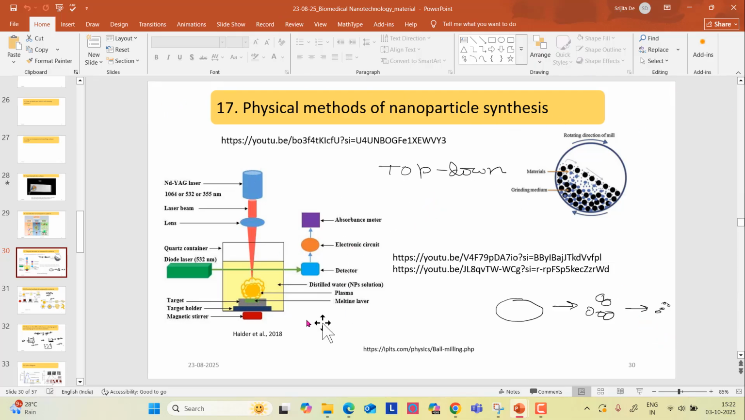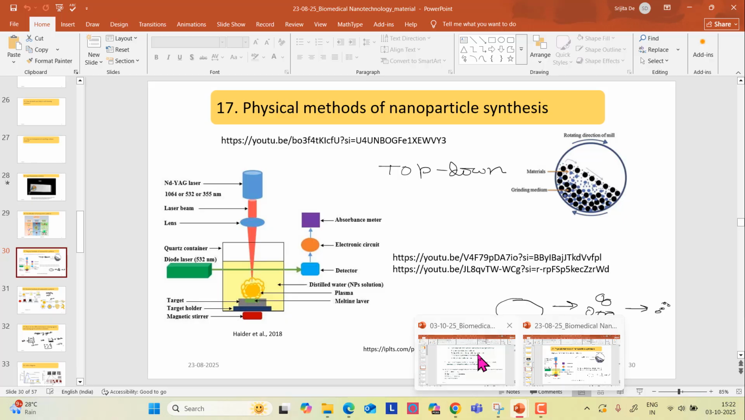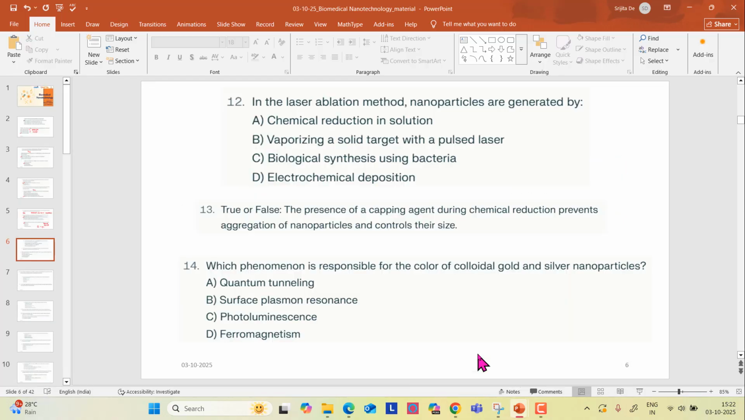So this is the laser ablation method, right? Under solution, a metal target is given, and this Nd:YAG laser is incident upon that specific target, and by vaporizing that target, it creates nanoparticles, right? So the answer will be vaporizing a solid target with pulsed laser.